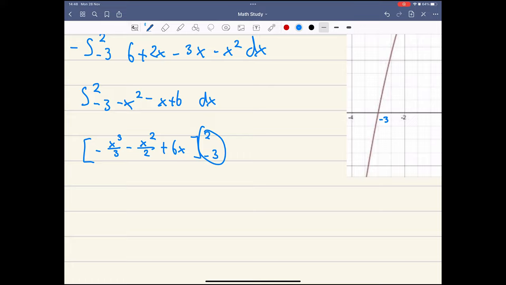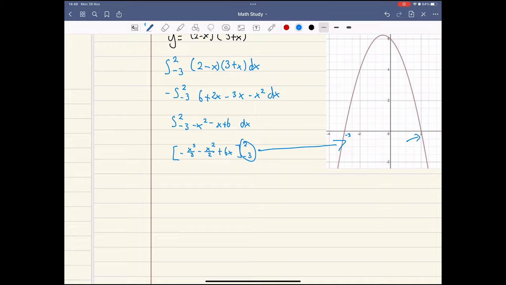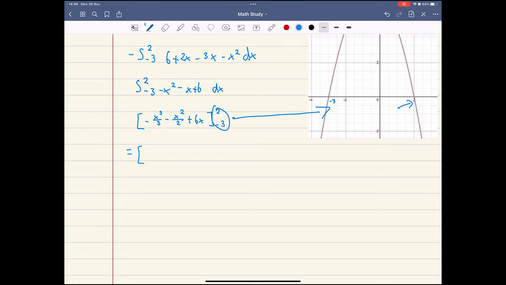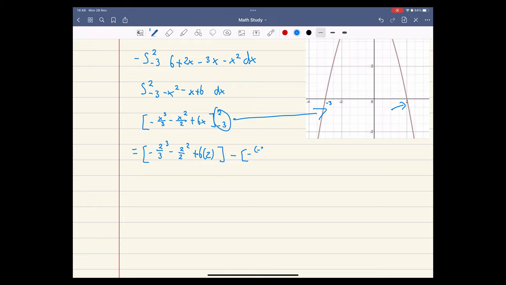where your curve is touching on the x-axis shown here. You substitute 2 into x and minus 3 into x, and then minus them together will get you this formula, and then put them into the calculator. Be careful because you might press wrong, and then the final answer should be this one.